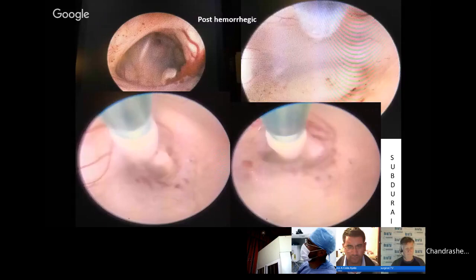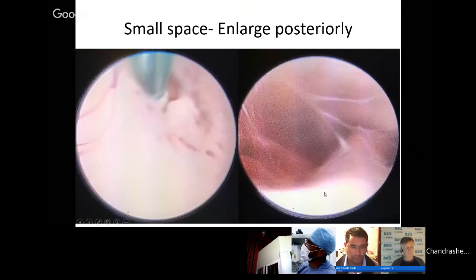This is a typical case of post-hemorrhagic hydrocephalus. Again, low success rate, as we will see later on. You can see these are some of the spots which show the ependymal staining because of this. And here again, I'm having difficulty in how to perforate this in a small place, but eventually managed to perforate with the Fogarty balloon catheter itself. And then I'm entering the prepontine space, and you can see that it has been fairly well opened.